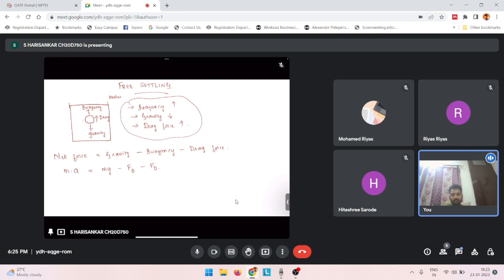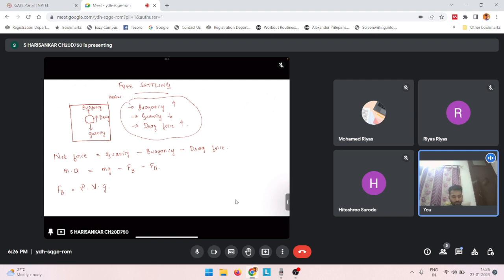Now, by Archimedes' principle, you must have learned it also. Buoyancy force Fb, you can write it as rho into V into g. This is according to the Archimedes principle that we must have learned during our school times. So buoyancy is rho, which is the density, into V, which is the volume, and g.